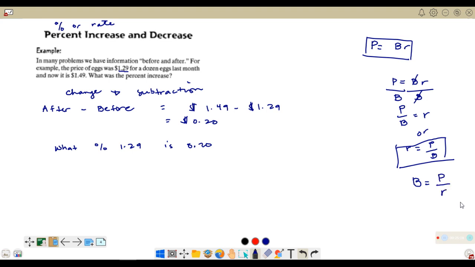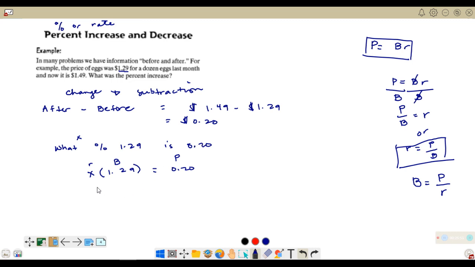Okay? So, balik tayo dito. Ang nawawala ay percentage. So, ito yung nawawalang X natin. So, X is equal to X times 1.29 is 0.20. So, similar siya dito. Ito yung percentage, ito yung base, ito yung rate, right? So, what percent of 1.29 is 0.20?